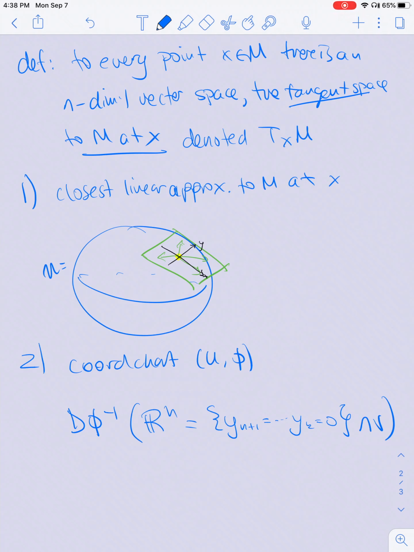That will be sitting in some relationship to M, and you can prove that these are actually sort of the same idea.